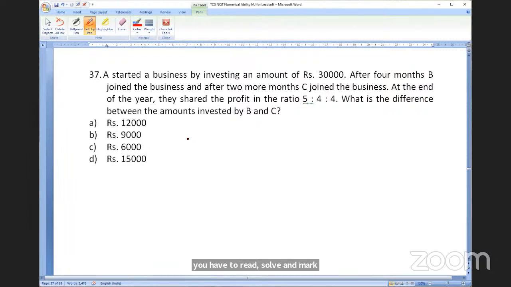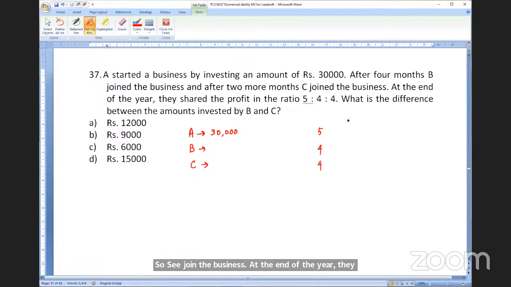A started a business by investing an amount of 30,000. After 4 months, B joined the business, and after 2 more months, that means after 6 months from the starting, C joined the business. At the end of the year, they shared the profit in the ratio of 5:4:4. What is the difference between the amounts invested by B and C?